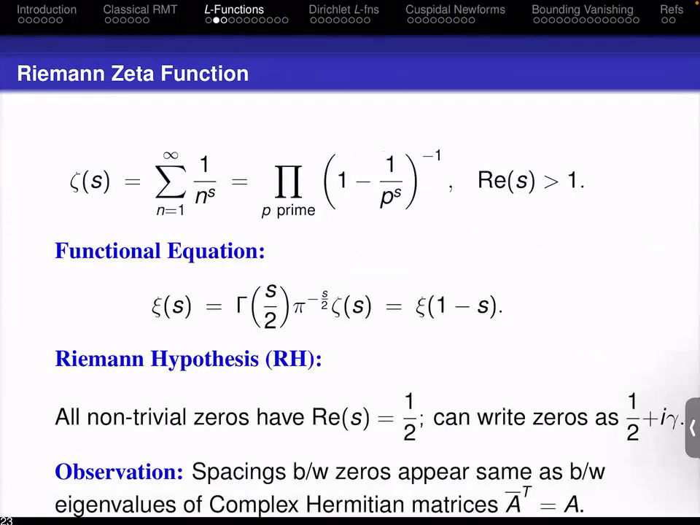Right. So hopefully everybody has seen the Riemann zeta function. You can define it as the sum over the integers or the product over primes. And the idea is that because it can be written as a product over primes, the hope is that by understanding the sum over integers, we can use this to get information about the product over primes. It satisfies a functional equation. If you put in some simple factors, its value at s is related to its value at 1 minus s. It satisfies the Riemann hypothesis. All the non-trivial zeros have real part of half. There are zeros at the negative even integers.